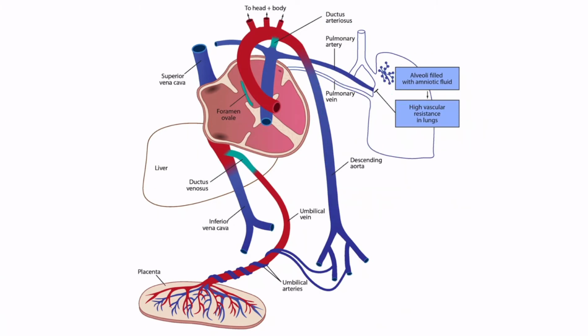Now let's discuss the foramen ovale. In an adult, lungs will oxygenate the blood and send it back to the left atrium through the pulmonary veins. Blood will then enter the left ventricle and then exit the left ventricle through the aorta.